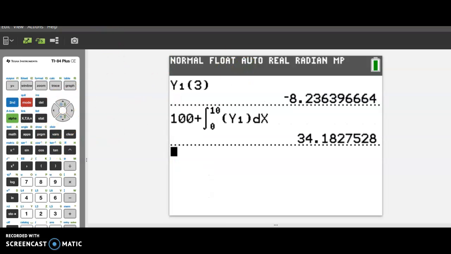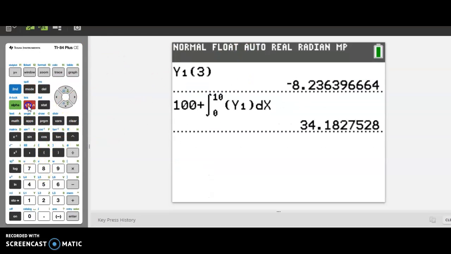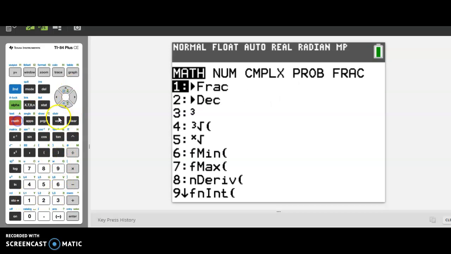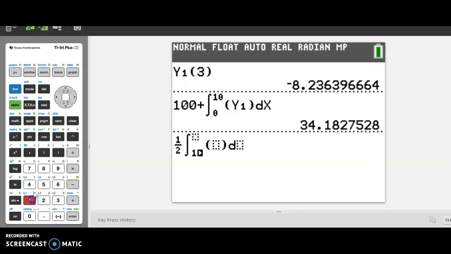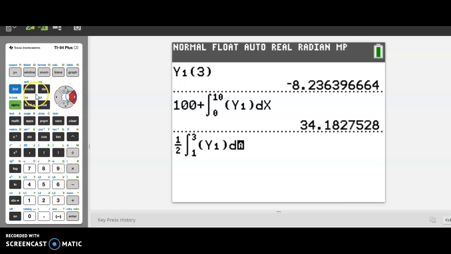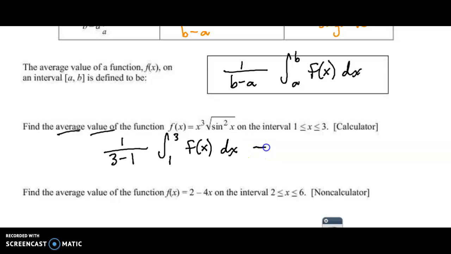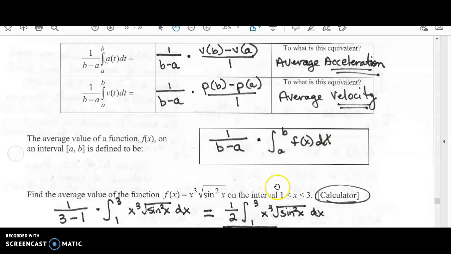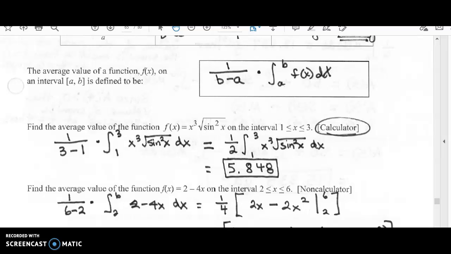I don't want to make any conjectures right now. So anyway, I wouldn't even bother doing 3 minus 1. I just know that that's 2. And then math, the ninth option from 1 to 3, and then alpha trace to grab that equation that we just typed in, and we double check that it was correct in terms of x. You get 5.848. There we go.